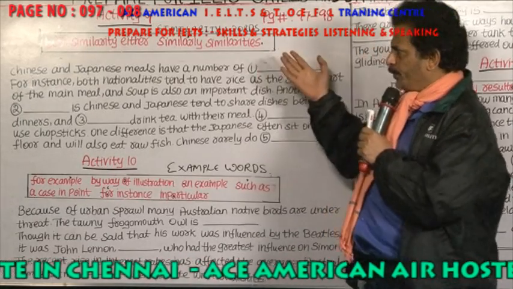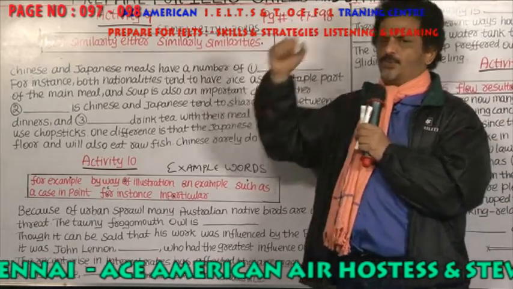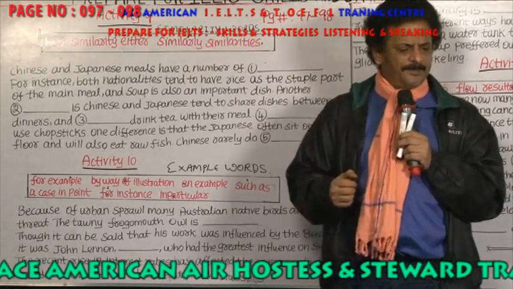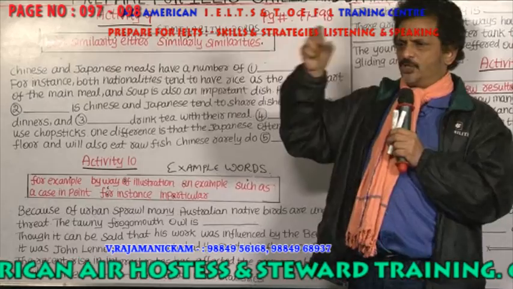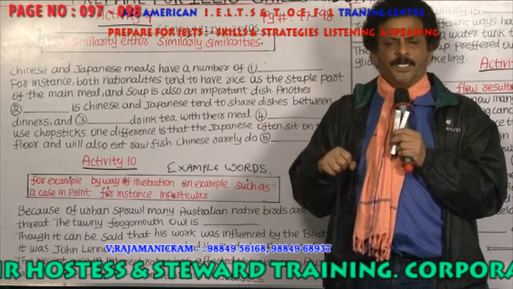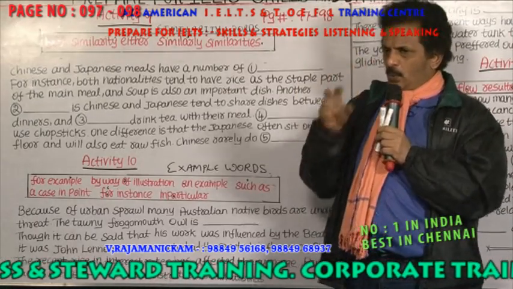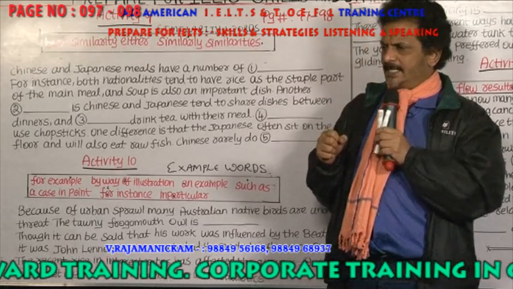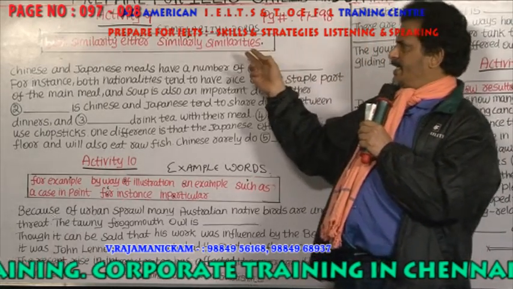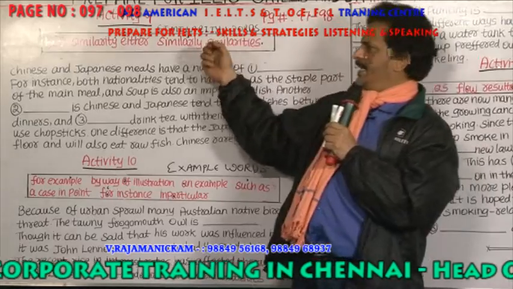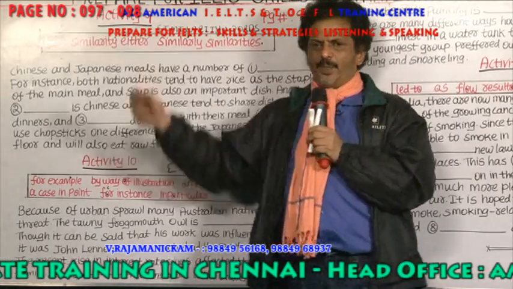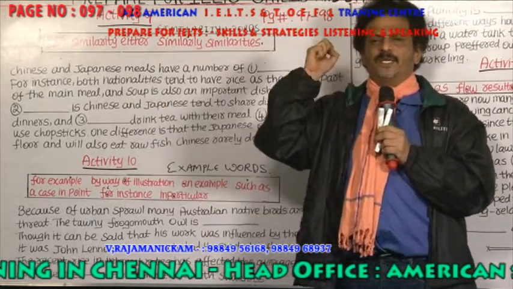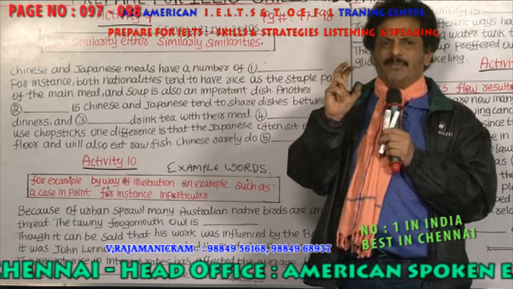See now here, similarity words. What do you mean by similarity words? See, for example, India and America, Indians and Americans. What are the similarities between Indians and Americans? So these are the words: similarities, similarly, either, similarly, both. So these are the words used to talk about the similarities.